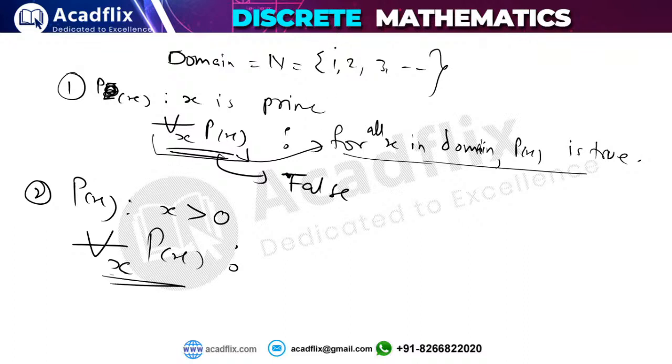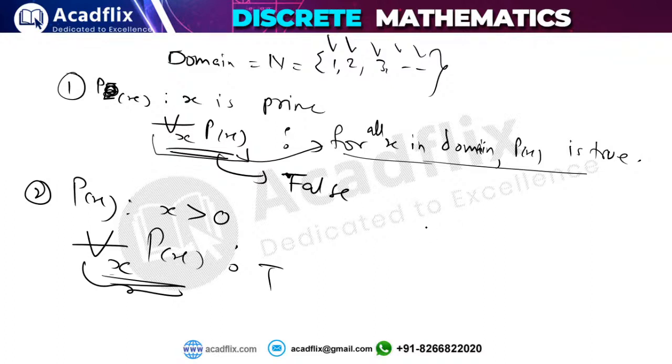Remember, for every element in the domain, this P(x) is true. 1 is greater than 0, 2 is greater than 0, 3 is greater than 0. Every element in the domain is greater than 0, so it is true. Means for all x, P(x) is true. This is the meaning.